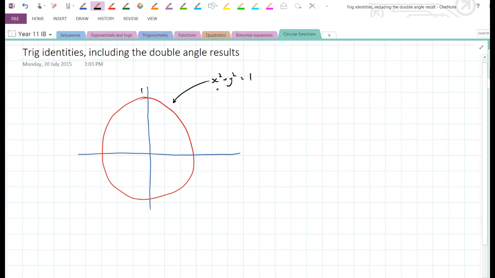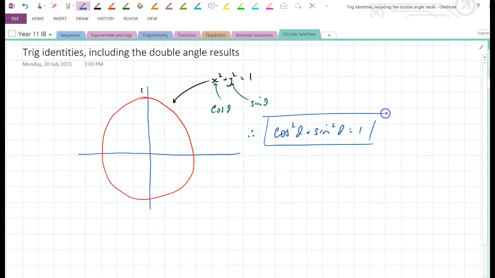Right, that's enough on that. We also know that x can be written as cos theta and y can be written as sine theta. So therefore we can write this as cos squared theta plus sine squared theta equals 1. That's a massive result, and one we use a lot, and will underpin some stuff we're going to develop now.